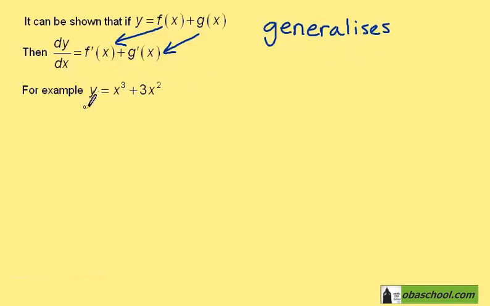For example, if we have y is x cubed plus 3x squared, to get dy/dx, we first differentiate the x cubed, which gives us 3x squared, and then we differentiate the 3x squared. 2 times 3 is 6, and reduce the power of x to 1, but of course we don't normally write the 1.